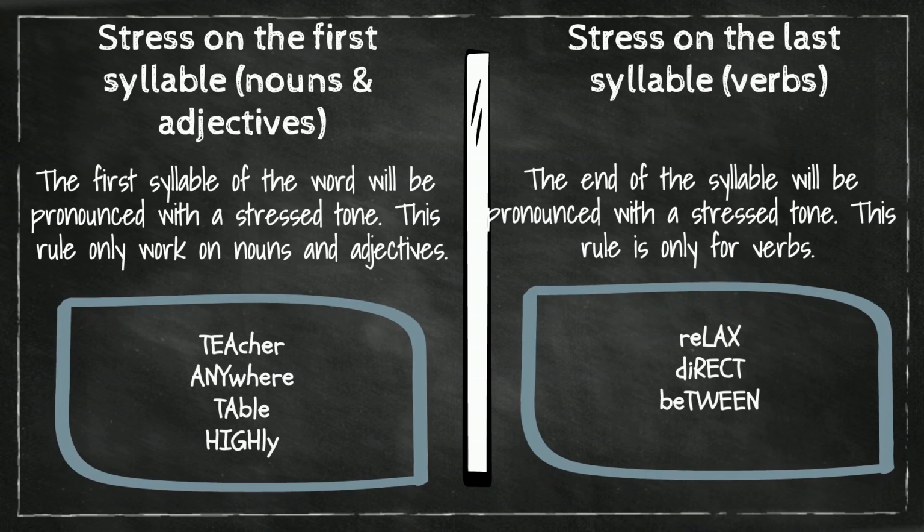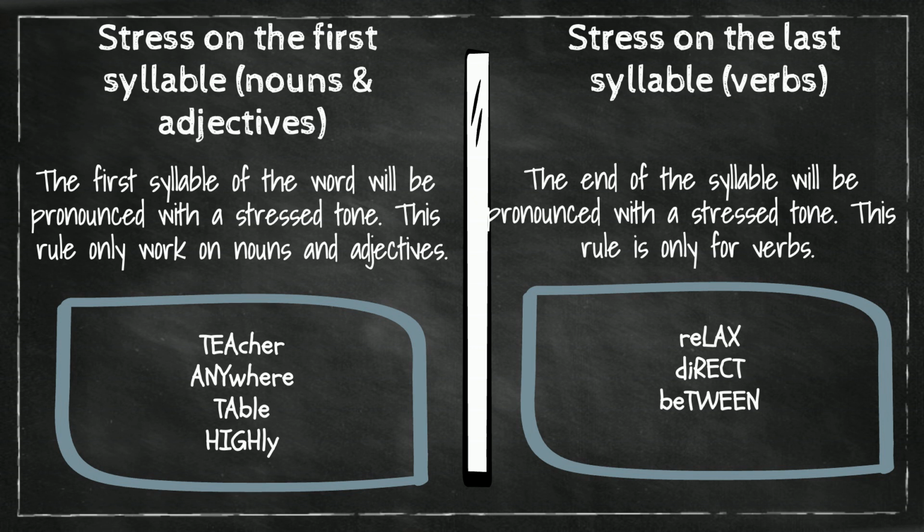The first one is stress on the first syllable for nouns and adjectives. The first syllable of the word will be pronounced with a stress tone. This rule only works on nouns and adjectives. For example, teacher, anywhere, table, highly.